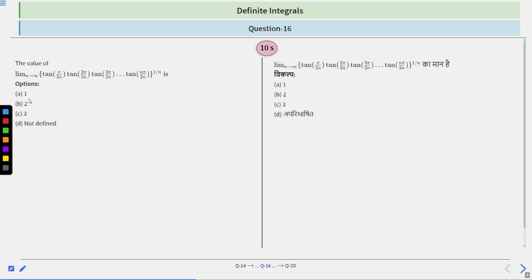The limits will depend upon the upper and lower limit of the summation sign, and the integration will be of the form dx and x. In this way, you can try to approach this question. You have 10 seconds to solve or think about this question. After 10 seconds, we will discuss the solution.